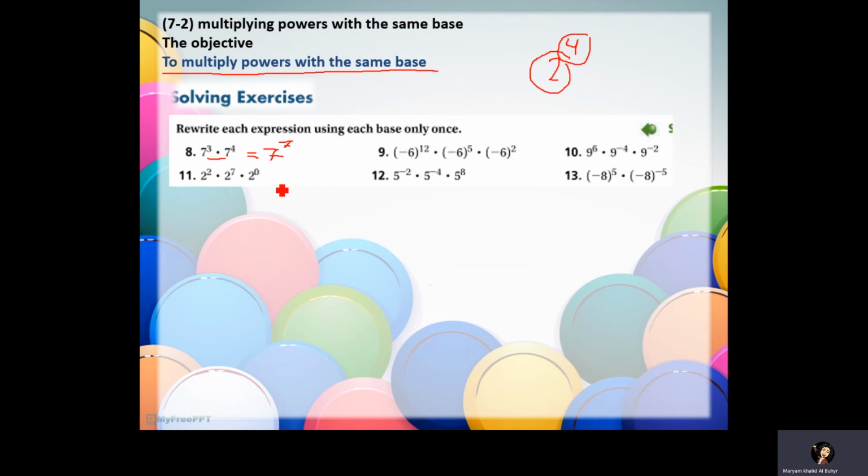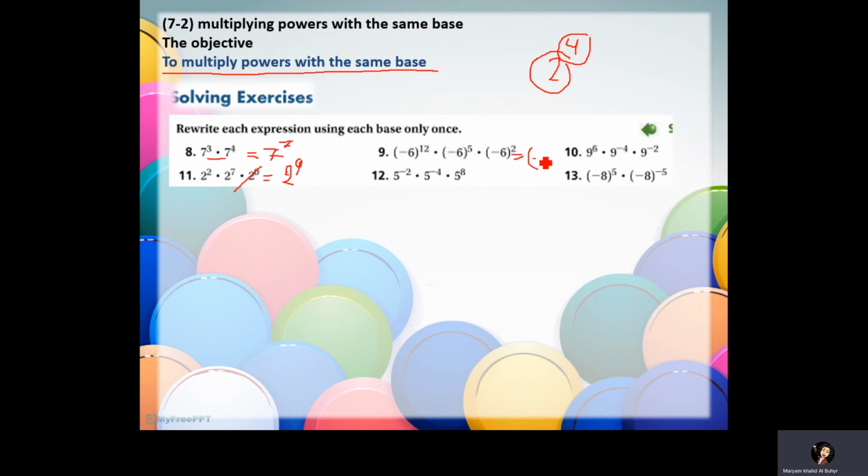Very nice. Let's move to this one. Same base, all of them the same base. 2 plus 7, that is 9. If we added 0, no problem, the result won't change. If I say 2 plus 7, which is 9, 9 plus 0, it's 9. So same thing. So that is a 9.